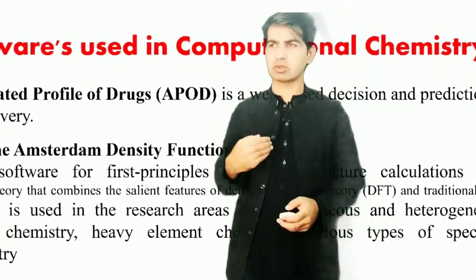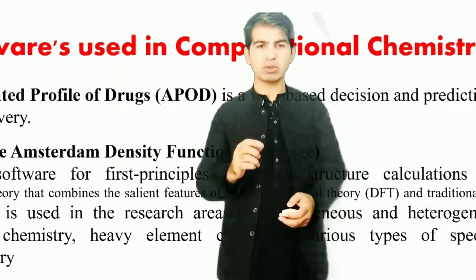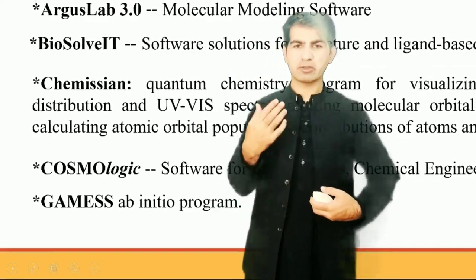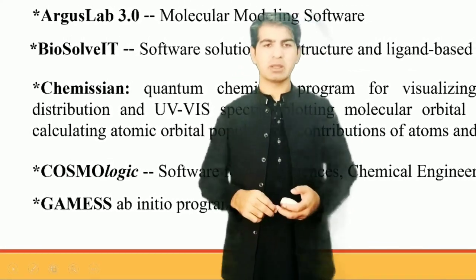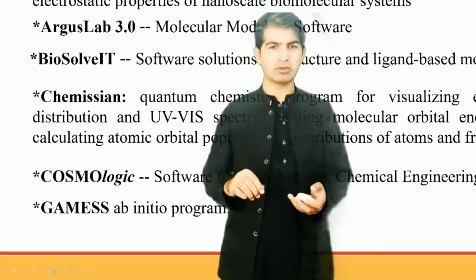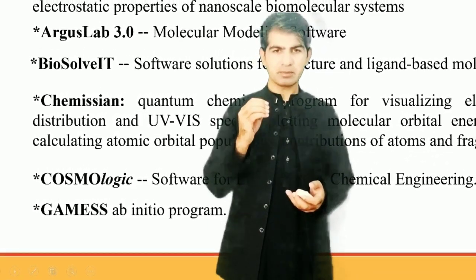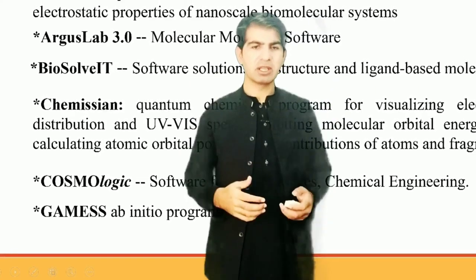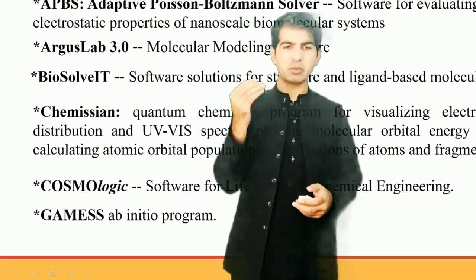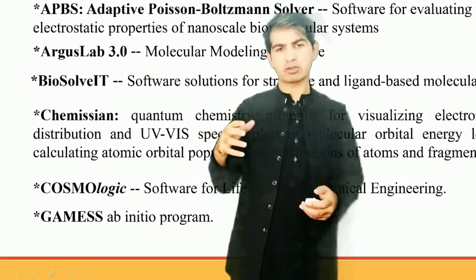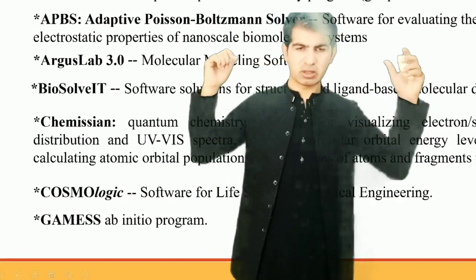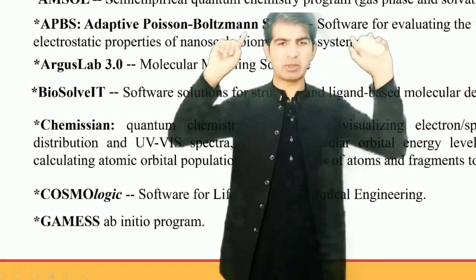In the last lecture we talked about AMBER very shortly. AMSOL is there, which is a semi-empirical quantum chemistry program, used for gas phase and solvation, these two. APBS is the adaptive Poisson-Boltzmann solver, software for evaluating the electrostatic properties of nanoscale biomolecular systems. ArgusLab 3.0 is molecular modeling software. BioSolveIT provides software solutions for structure and ligand-based molecular design.